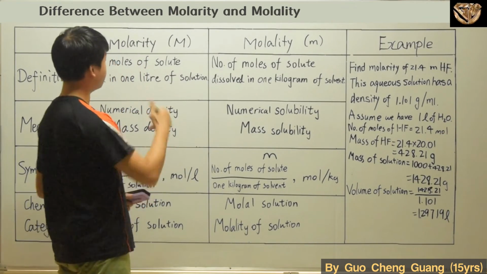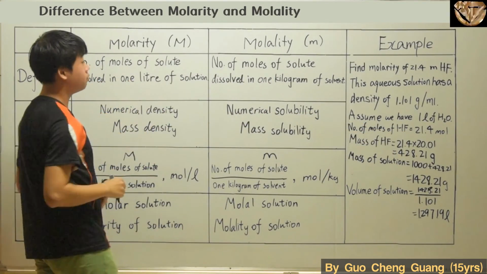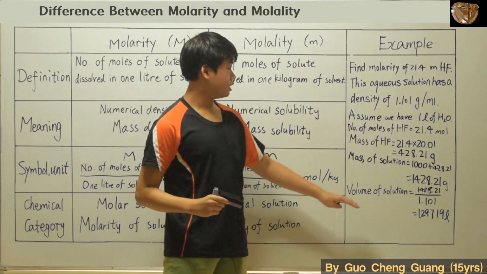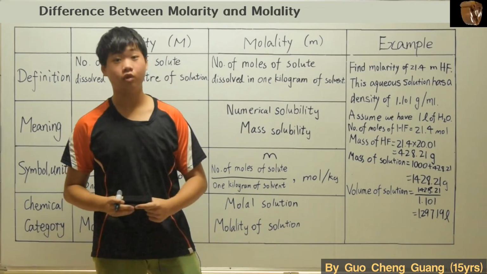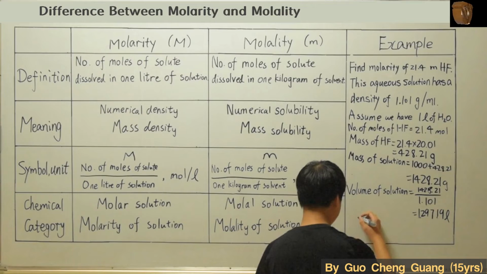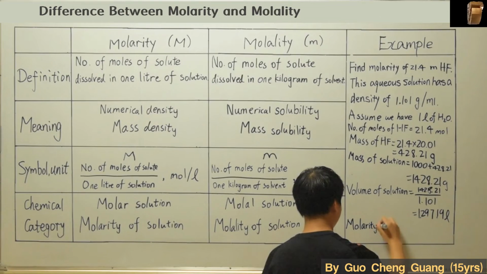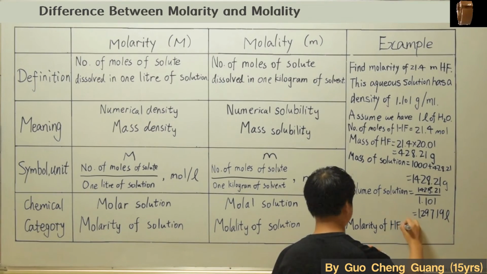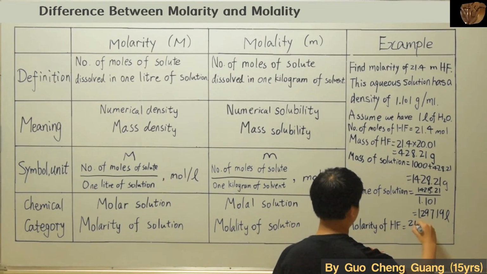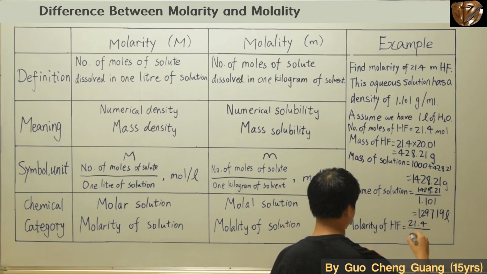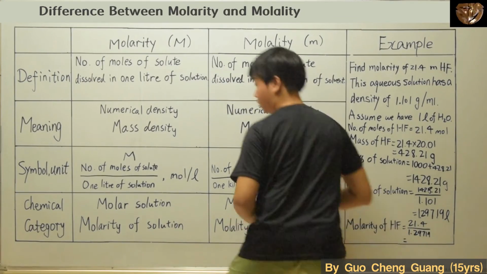Next, we have the moles of solute over here. We have your volume of solution. So this is overall volume of solution and overall number of moles of hydrogen fluoride, which then to find the molarity of hydrogen fluoride, this is your number of moles, 21.4, divided by your volume. And what would this give you?